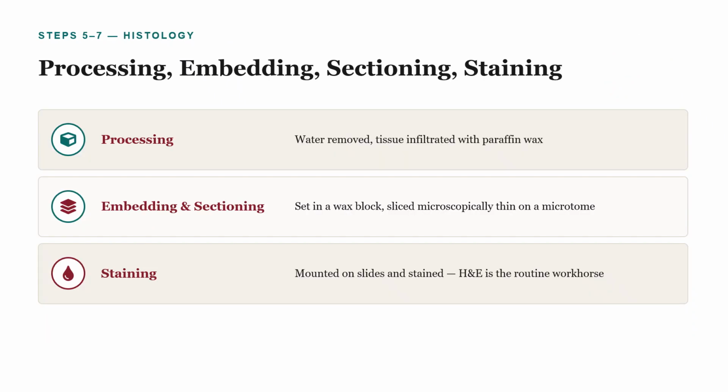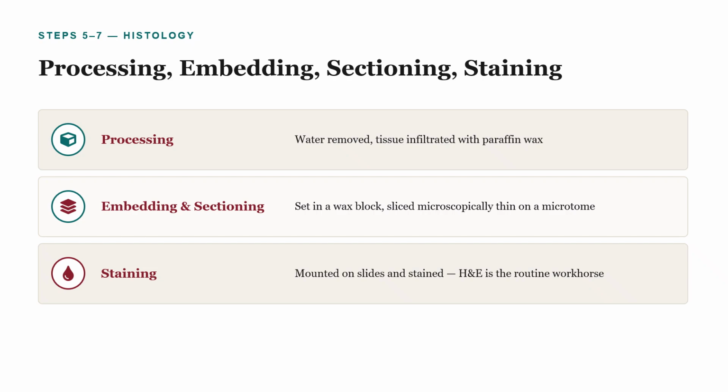The sampled tissue now moves through the core histotechnology steps, the ones you'll master across this whole program. First, processing. The water in the tissue is removed and replaced with paraffin wax, so the tissue becomes firm enough to cut. Then, of course, it's embedded into a wax block and sectioned, sliced astonishingly thin, just a few microns, on a microtome. Those thin sections are mounted on glass slides and stained, because unstained tissue is nearly invisible under the microscope.